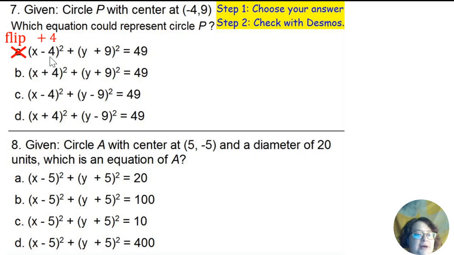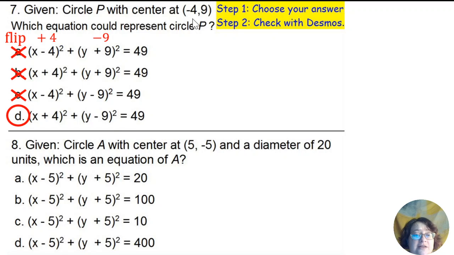A has minus 4. That doesn't work. B has a plus 4. We'll keep going. C has minus 4. Nope, not what we need. And D has plus 4. So let's check our y values. We want (y - 9) squared. If I look at B, we have plus 9. That doesn't work. But D, we have minus 9. So that works. We're going to plug it in Desmos just to be sure.